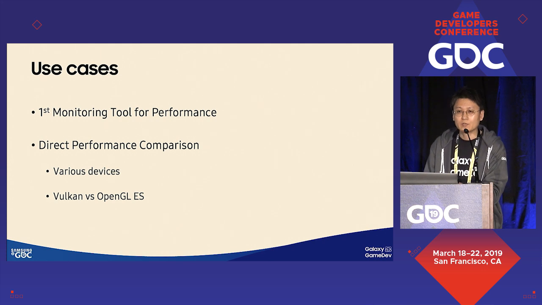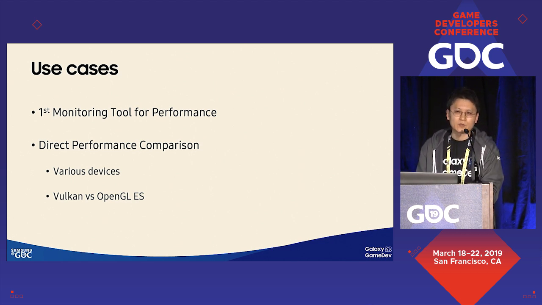And second, you can use GPUWatch as your performance comparison tool, because GPUWatch shows the performance information on the device directly in real time. You can compare among various devices with the same game contents, or you can compare the Vulkan and OpenGL ES versions of the same game contents. Especially when porting from one API to another, you can monitor the performance throughout your development process.